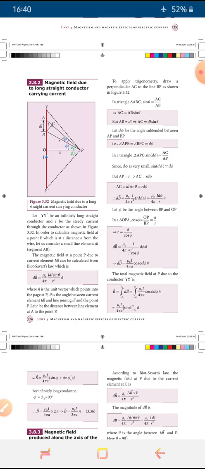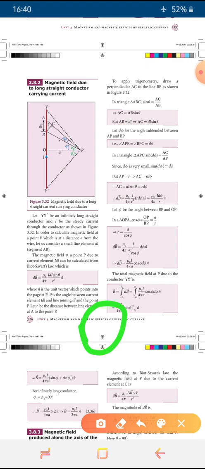Next we will discuss the coil. As we discussed here for a straight line conductor, like that next we will see for a coil. A current carrying coil means it is a circular coil. So what is the magnetic field produced by that? We will discuss it in the next class.